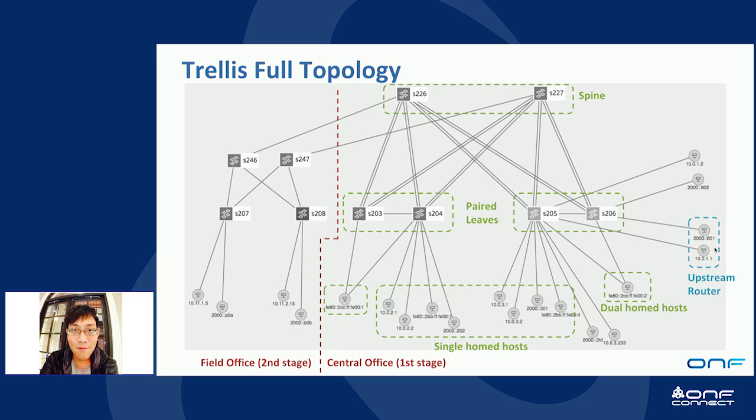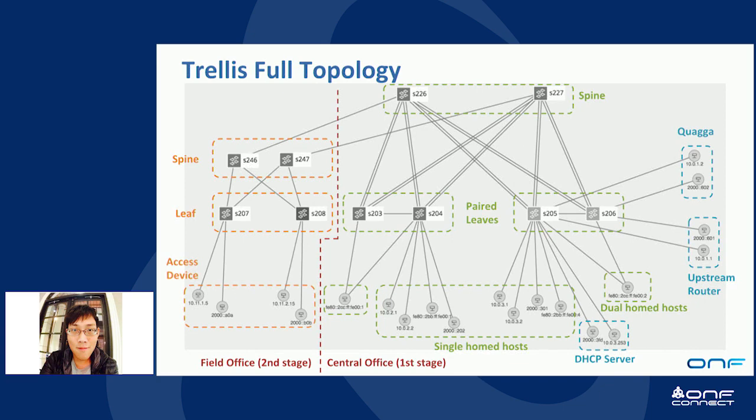We also have external connectivities through upstream routers. And we have Quagga as our BGP speakers that talk to the upstream router and exchange the routing information. We have some DHCP servers here. So our DHCP relay supports not only the infrastructure servers, but also the subscribers. And on the left-hand side, we also have a smaller leaf and spine architecture. And then finally, you're going to see access devices that further connect to the subscribers.